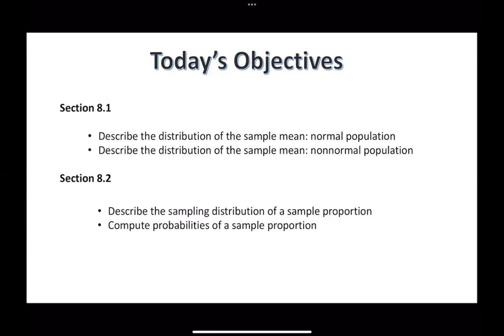So today in chapter 8, we're going to talk about the distribution of sample mean for the normal population, and then touch on what to do if we have a non-normal population. And that's like 2 slides. And then section 8.2, we're going to talk about the sampling distribution of a sample proportion. And then we're going to actually compute the probabilities with a sample proportion. So even though it is like 2 days of lessons put into one, since we just had office hours on Tuesday, it shouldn't take too long because they're small sections.